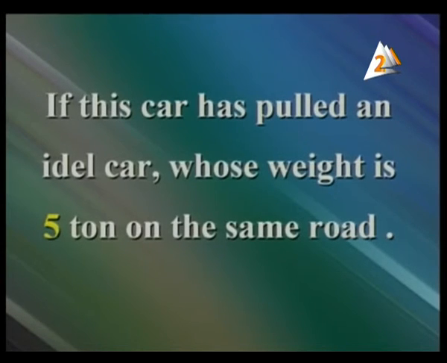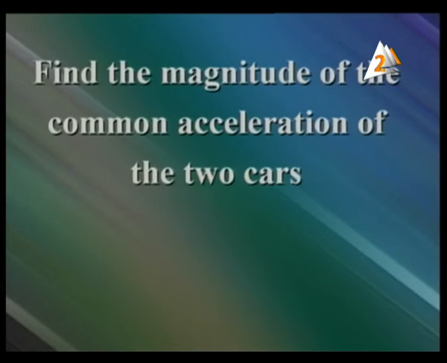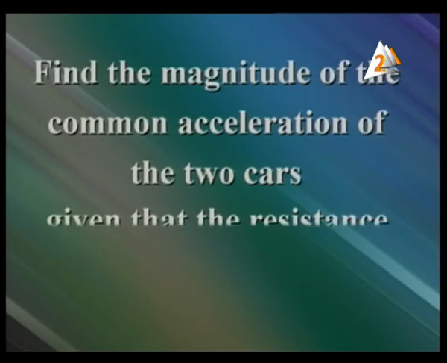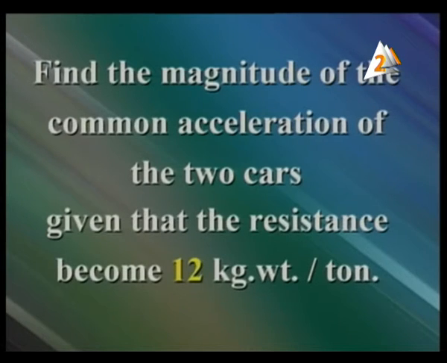If this car is pulled by an ideal car whose weight is 5 tons on the same road, find the magnitude of the common acceleration of the two cars, given that the resistance becomes 12 kilogram weight per ton. Solution.